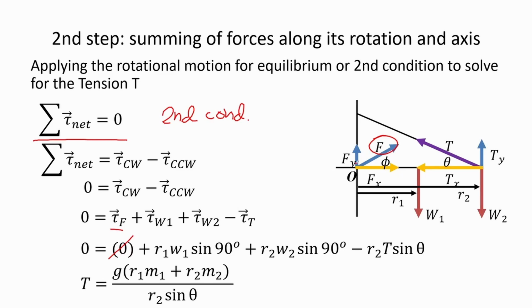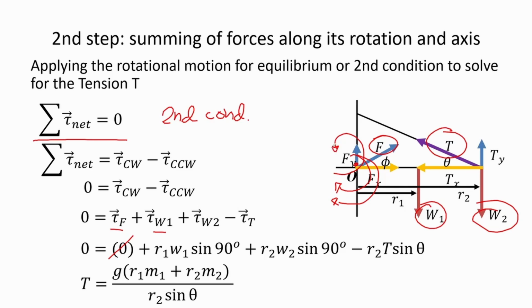The second term is due to the weight W1, and if we let the rod move freely this force will cause the body to rotate clockwise. The third is due to weight W2, which like weight 1 will cause the rod to rotate clockwise. And the fourth one is the tension T, which will cause the body to rotate counterclockwise.